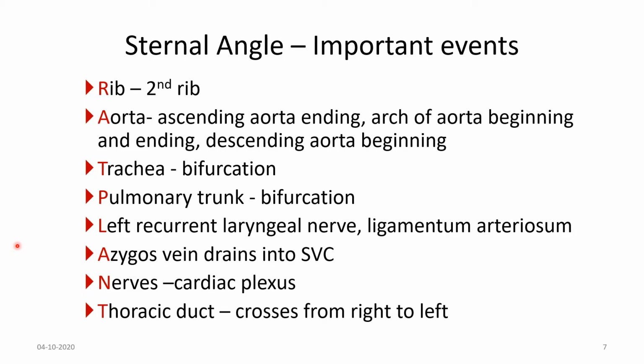The pulmonary trunk shows bifurcation at the level of the sternal angle. The left recurrent laryngeal nerve and ligamentum arteriosum can be identified at the sternal angle. The azygos vein drains into the superior vena cava at this level. The cardiac plexus of nerves is seen at this level. The thoracic duct crosses from right to left at the sternal angle. These are some of the important events in brief.